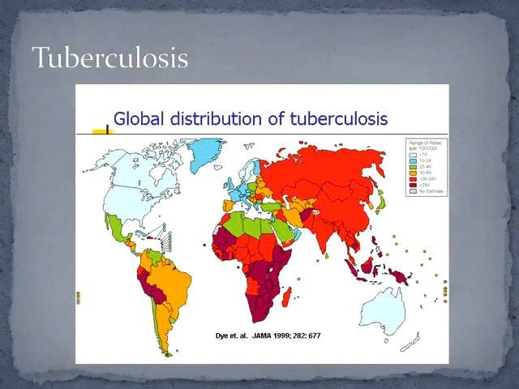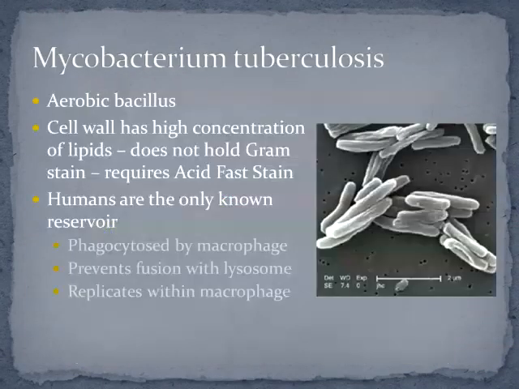So I'll talk a little bit about tuberculosis and evidence for treatment. So as we know, there's a global distribution of tuberculosis, and in this map it highlights the more endemic areas in sub-Saharan Africa and in Southeast Asia. So it's an aerobic bacillus. The cell wall will not hold a Gram stain, so it requires a special stain for it. And humans are the only known reservoir, as far as I know. Somebody can correct me on that one.